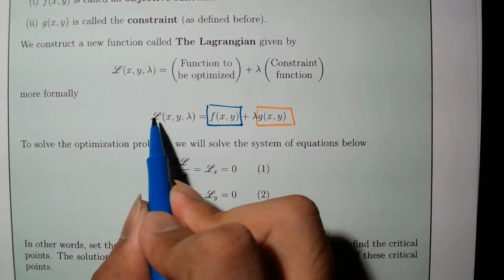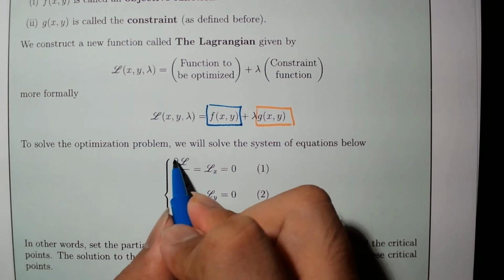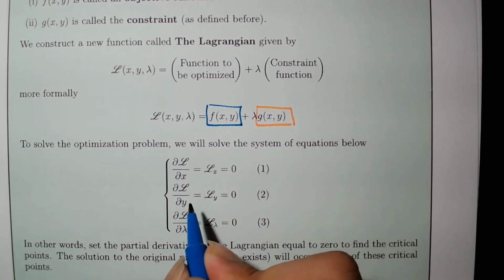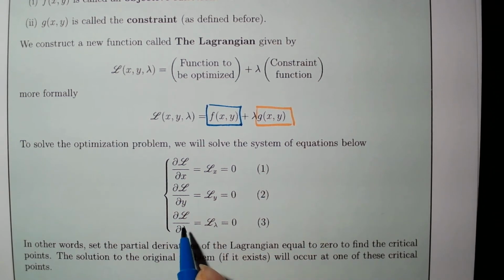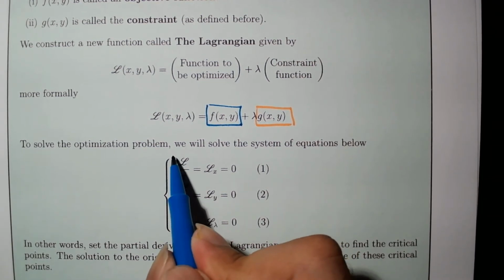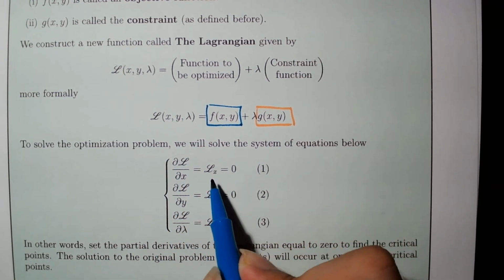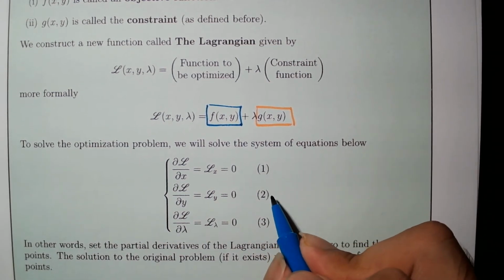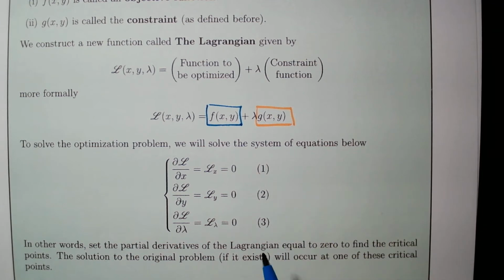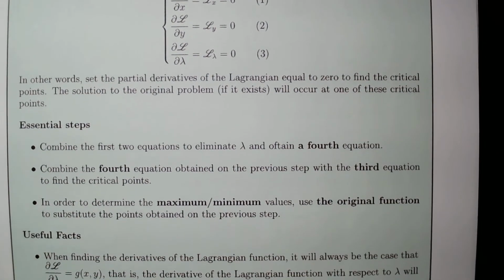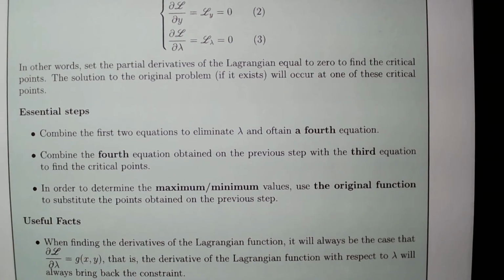So to this Lagrangian function, we're going to take the partial derivative of L with respect to x, partial derivative of L with respect to y, and the partial derivative of L with respect to lambda. Notice I'm giving you both notations, the Jacobian notation and the subscript notation, so you can see both of them. And I'm going to call these equations 1, 2, and 3. Okay? So, essential steps to follow when solving these equations.